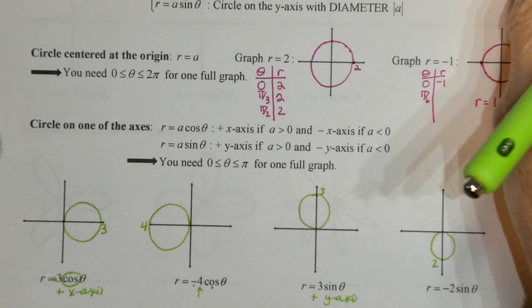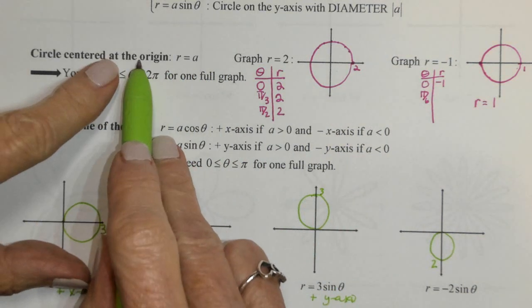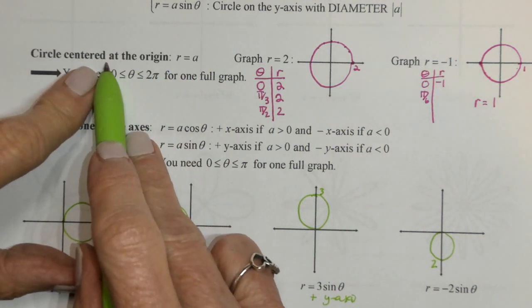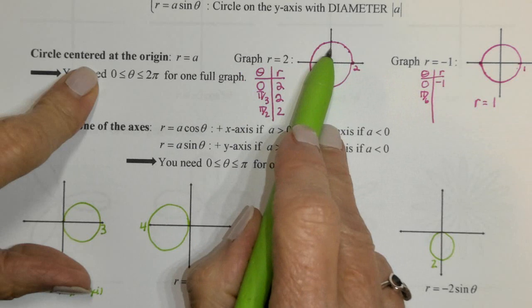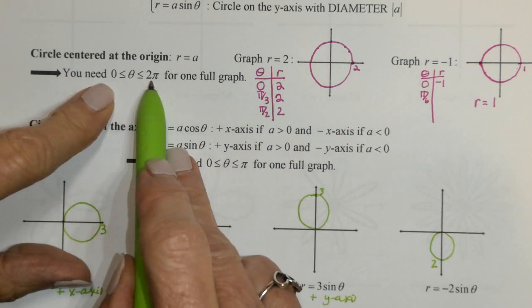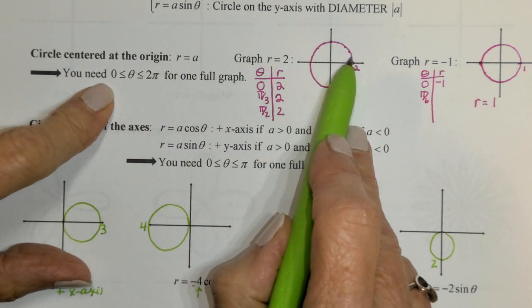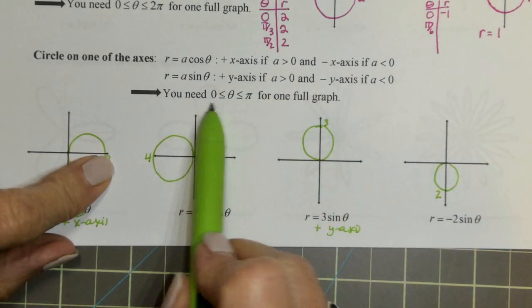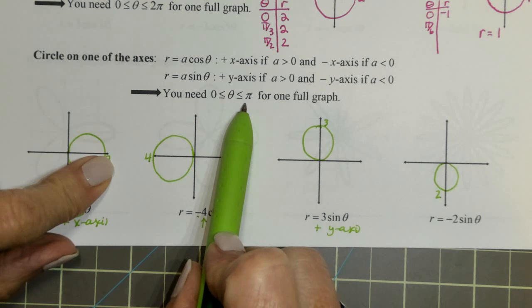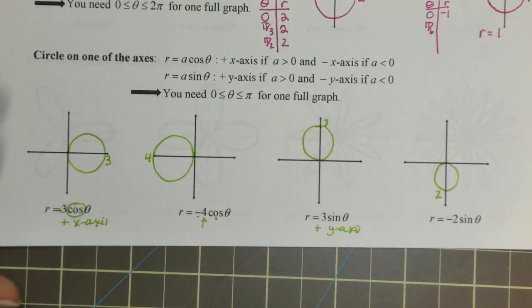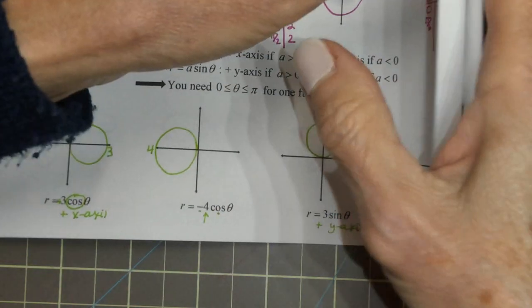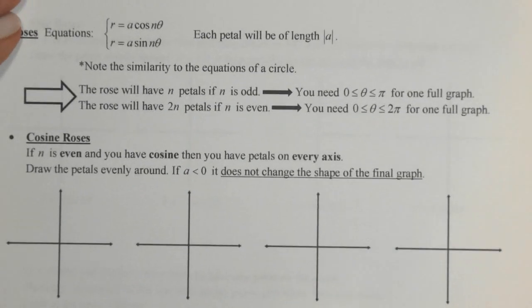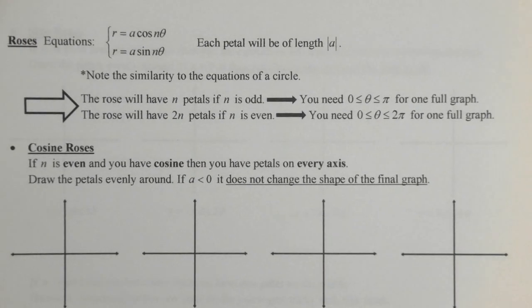Okay, one more thing. For a circle centered at the origin, like these, we need to go from 0 to 2 pi to get one complete graph. For these circles off the origin, we need 0 to pi. We only need 0 to pi for one full graph. So that takes care of the circles. Now let's talk about the roses.